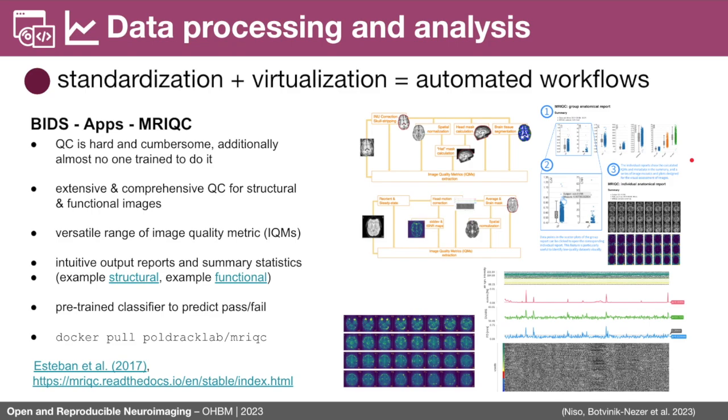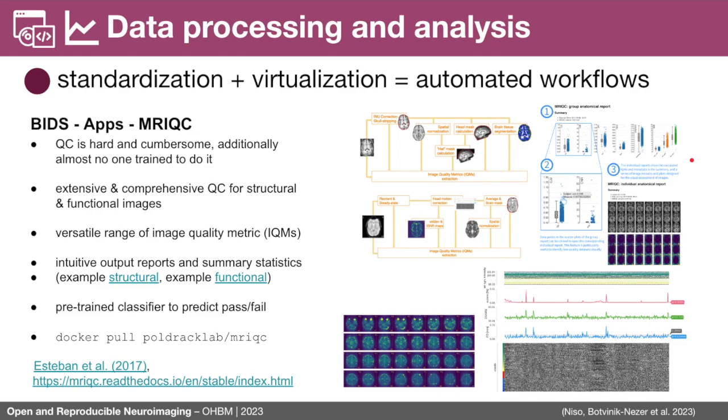And just to present you three of them that might be interesting in your work, because they address common problems. One of them definitely would be MRIQC, which is a BIDS app for quality control of structural and functional MRI data, because we all know these things are hard and we're all not trained to do it. So the developers around Oscar Esteban, from back in the day, back then Russ Poldrack's lab, started to work on this tool that does extensive, comprehensive quality control for both structural and functional images, providing you with a versatile range of image quality metrics that tell you how good or bad your data really is.